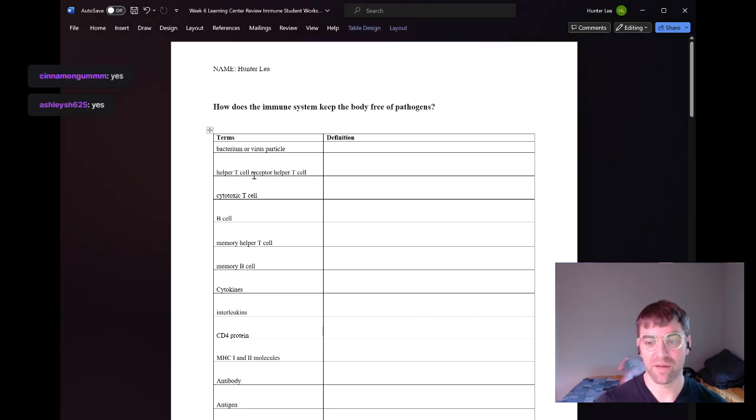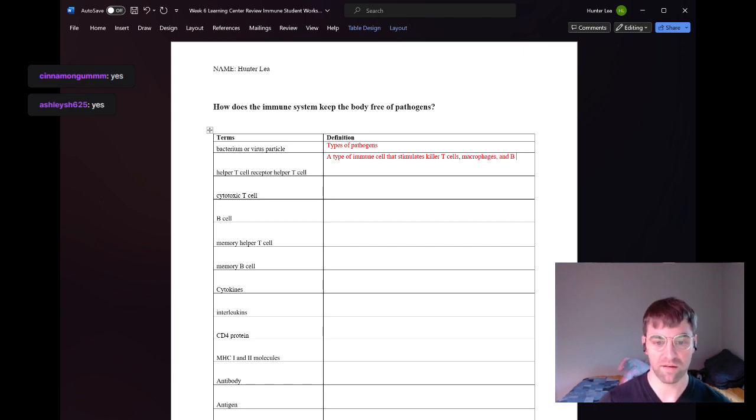All right, so bacterium and virus particles. These are simply types of pathogens. Helper T cell receptors and helper T cells. This is a type of immune cell that stimulates killer T cells, macrophages, and B cells to make an immune response.